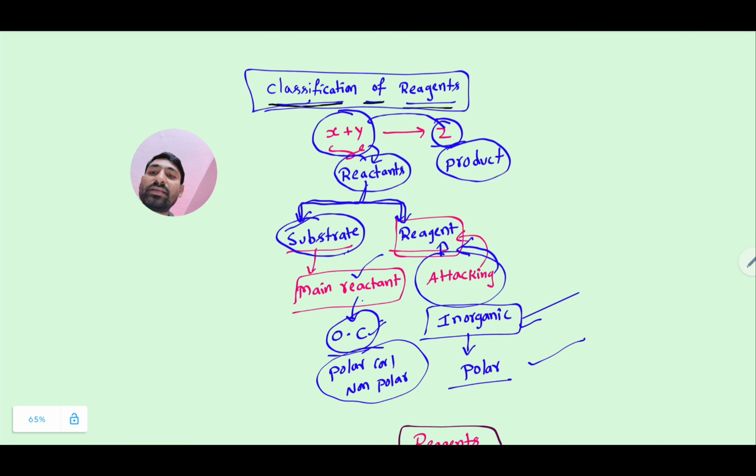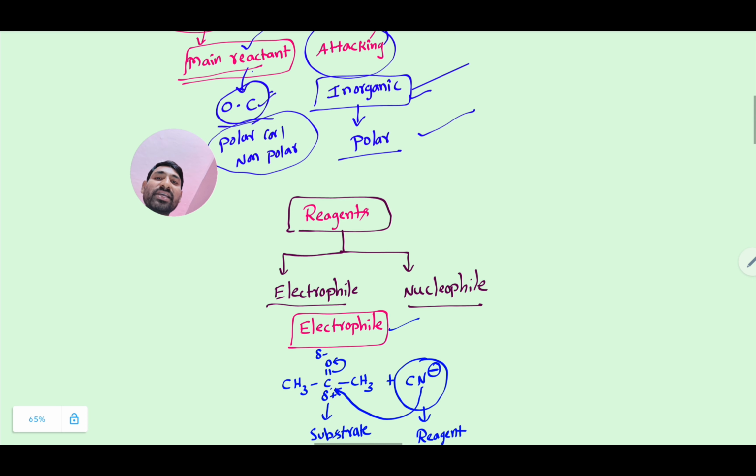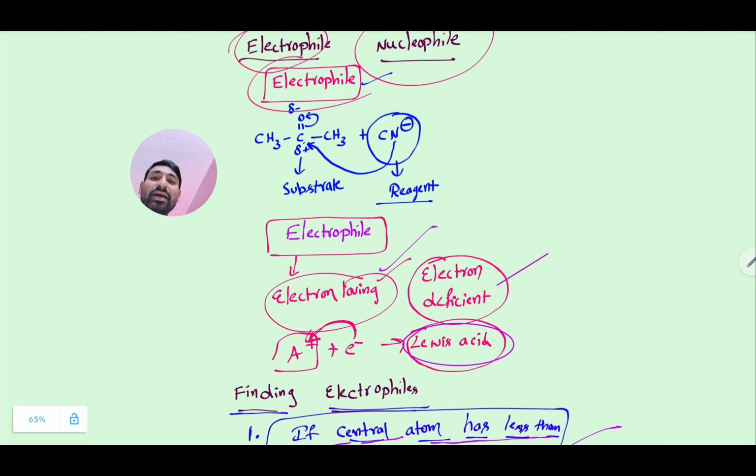Here the topic name is simply classification of reagents. Reagents, nothing but reactants, are of 2 categories: substrate and reagent. The main reactant is called the substrate. The attacking species is called the reagent. Then that attacking species, the reagent, is again divided into 2 categories: electrophile and nucleophile. Electron loving species are called electrophiles.